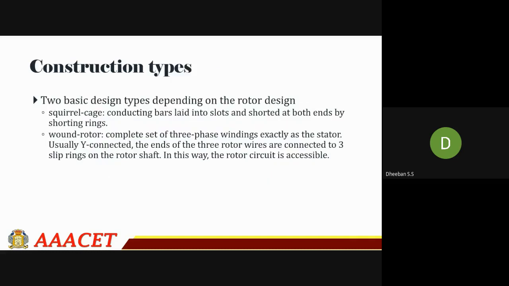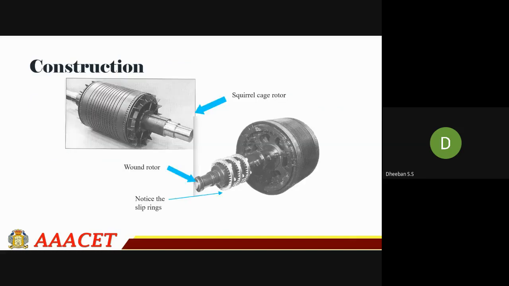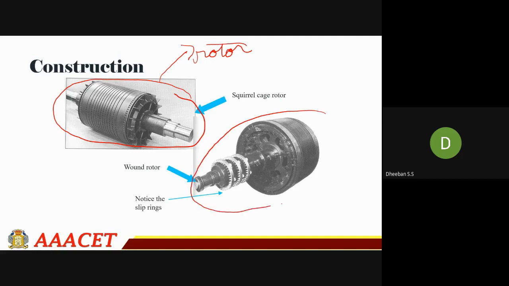So construction types, as I said, squirrel cage and then wound rotor. Squirrel cage will be having conductor bars laid into the slots. Wound rotor has a complete set of three phase windings. Wound rotor means windings will be there, whereas in case of squirrel cage, we have only bars. So here you can see this is your squirrel cage. What you have to see is that this entire thing is a rotor, followed by this entire thing, which is also a rotor.